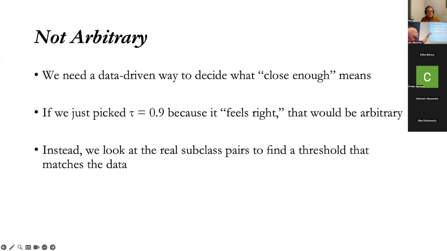So we needed a data-driven way to decide what close enough means. If we just pick something arbitrary that feels right, instead we need to look at the real subclass pairs to find a threshold that matches the data. So that's why we took means and percentiles over a corpus of similarity metrics. We wanted to see what on average is right.